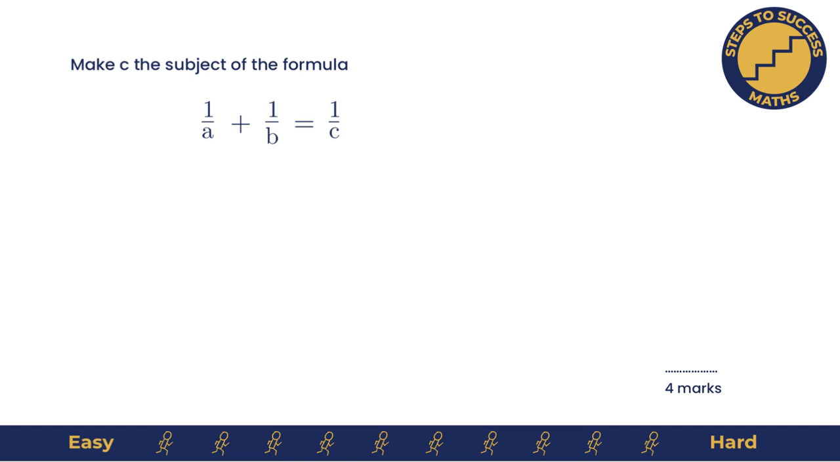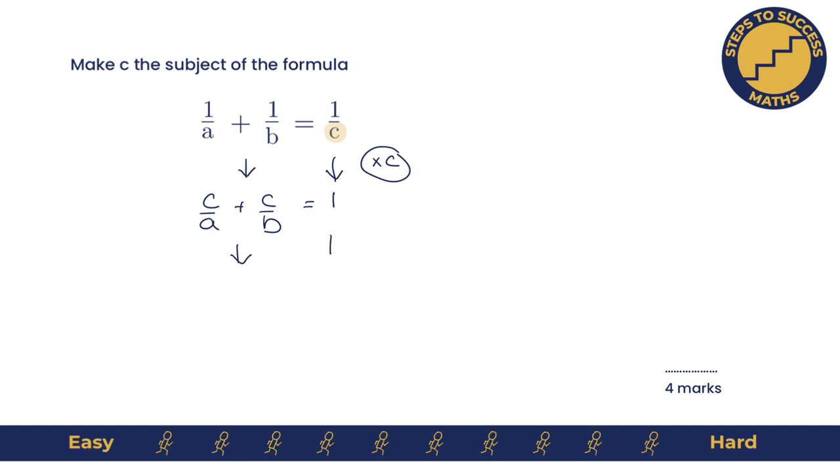Make C the subject of the formula. So start by finding where C is. Now, we don't want the fractions, so we need to multiply through and get rid of the fractions. I'm going to do them one at a time. So I'm going to start by multiplying by C. So remember, it's going to multiply through every single term. C over A plus C over B will be equal to 1 because the C's have cancelled out.